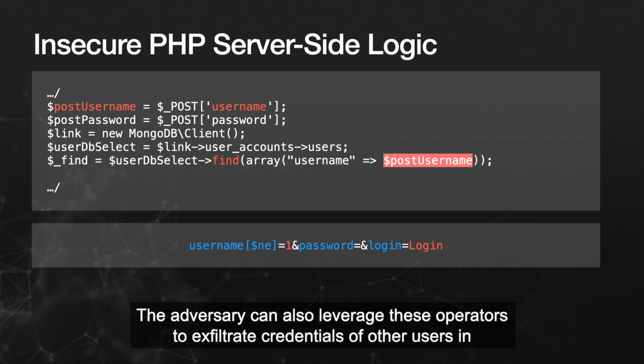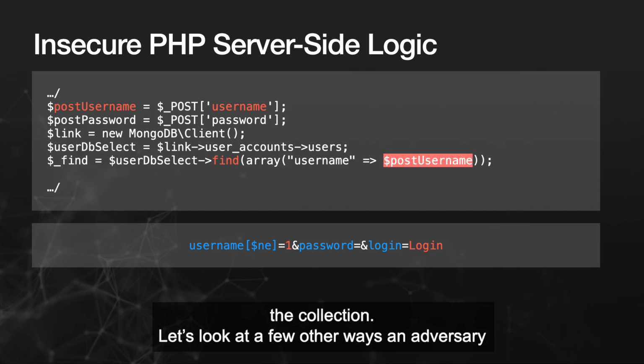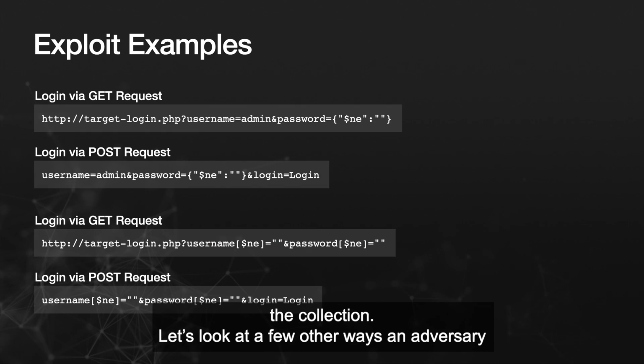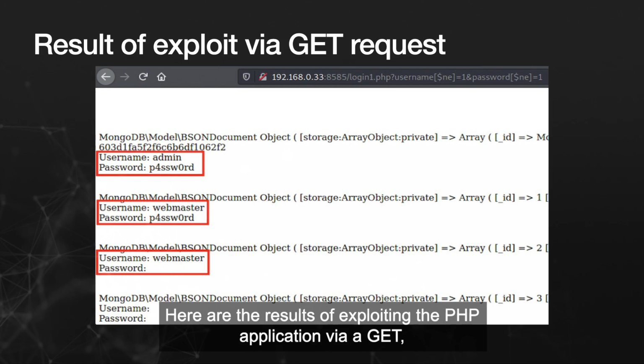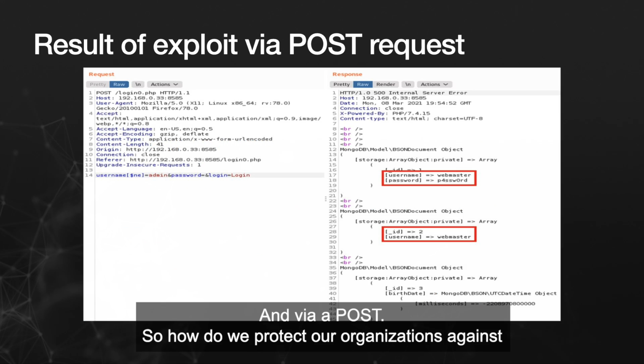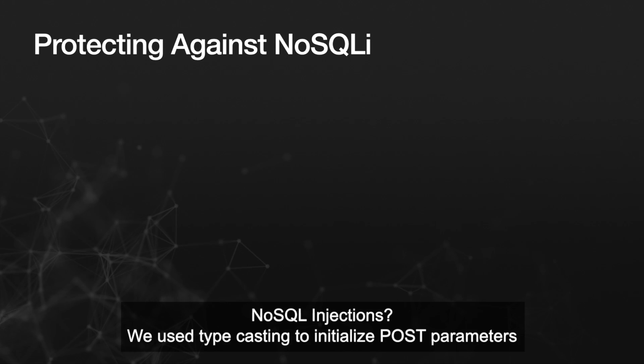The adversary can also leverage these operators to exfiltrate credentials of other users in the collection. Let's look at a few other ways an adversary can exploit our insecure PHP application to dump user credentials for all the other users. Here are the results of exploiting the PHP application via a GET and via a POST request. So how do we protect our organizations against NoSQL injections?